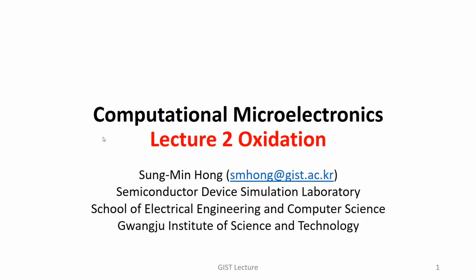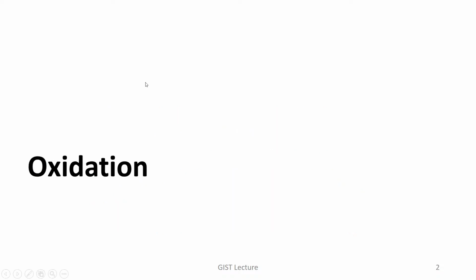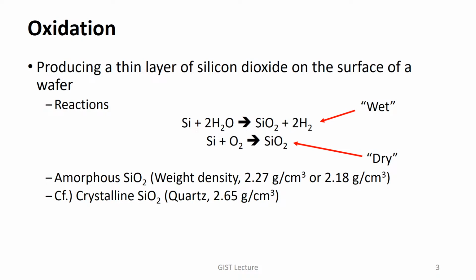Okay, this is a short summary of lecture 2, just finished offline. Lecture 2 considers thermal oxidation. Oxidation produces a thin layer of silicon dioxide on the surface of a wafer.